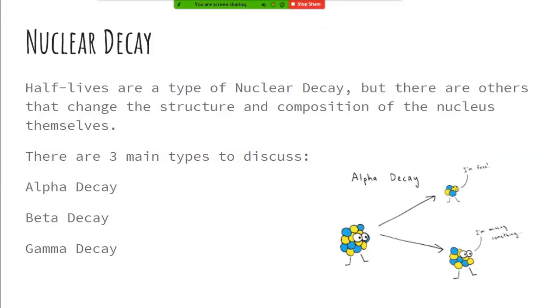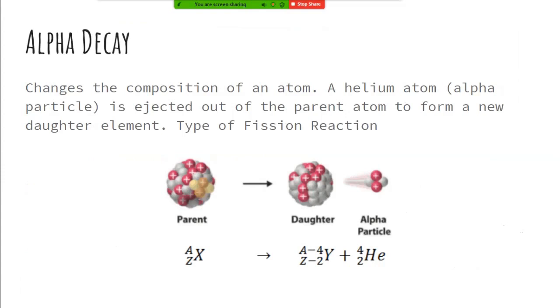All right, so let's start off with alpha decay. This changes the composition of the atom. This is when a parent element or atom ejects an alpha particle, which is also just a helium atom, and then it forms a new daughter element or atom. This is also a type of fission reaction, where we said a particle's element transforms into two other elements.